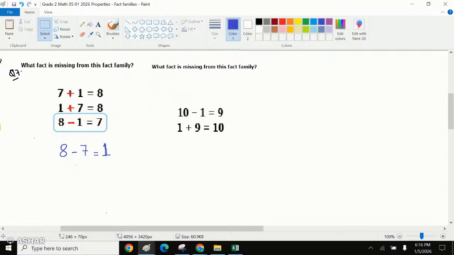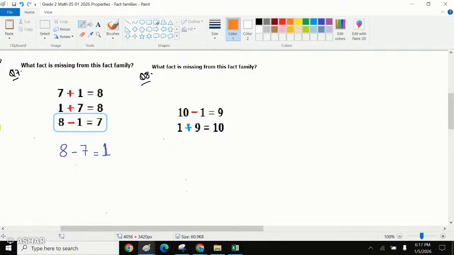Okay, let's try to complete the missing. Let's say this is question 8. Complete the missing fact families. So what we can see is we have one negative and we have one positive, right? And we know that the fact families always have 4 statements. 2 positive and 2 should be negative, right?